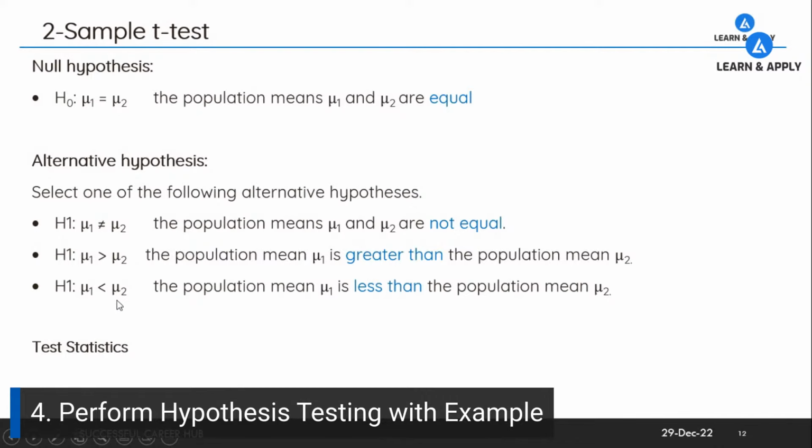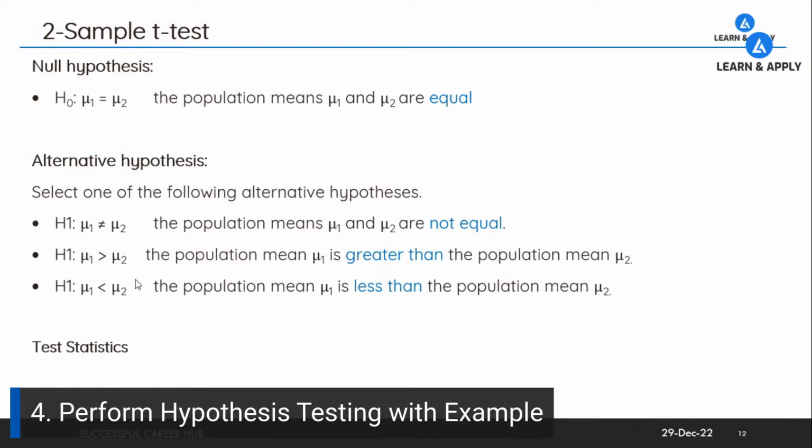Based on that, we can select the alternative hypothesis, right? At any point of time, we are going to select one alternative hypothesis. If you are selecting not equal to, this is called a two-sided hypothesis. And when we use greater than or less than, it is called a one-sided hypothesis.